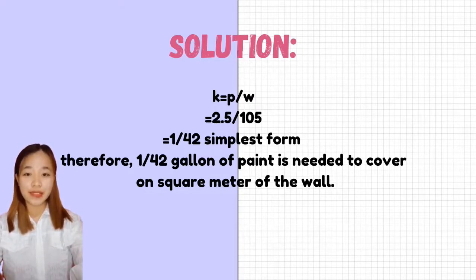So our P is 2.5 and W is equal to 105. So K is equal to P over W. Substituting the given values, K is equal to 2.5 over 105, and simplified, it is 1 over 42. Therefore, 1 over 42 of a gallon of paint is needed to cover a square meter of the wall.